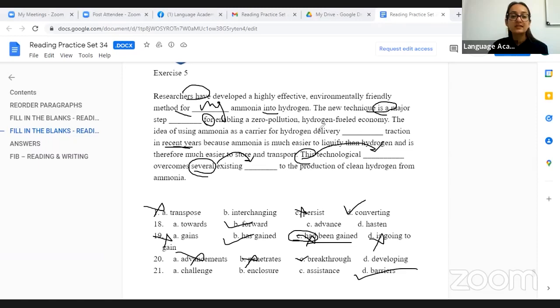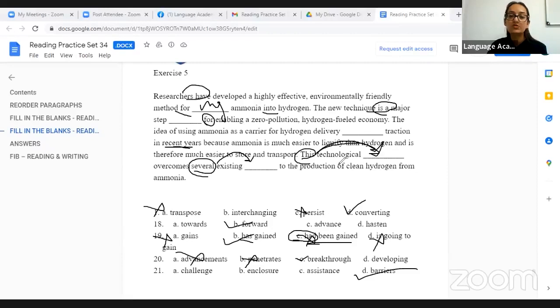Second, this is a major step forward. Step forward means this is a big development. For enabling a zero pollution fueled economy. Then they said a carrier for hydrogen delivery has gained, because we are in present tense and has is present, had is past. This technological, this comes with singular noun.